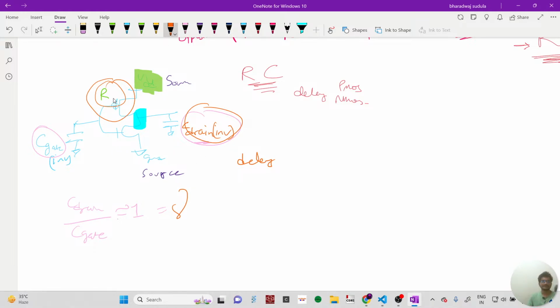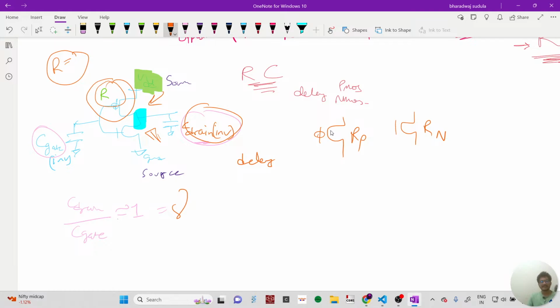Clear? So we are not extracting any R here. We are not trying to find out the exact finite value of the resistance that is felt by, like observed in the PMOS or NMOS. We're trying to standardize the resistance. There is PMOS, there is NMOS. Both the transistors will have some resistance. This is Rn, this is Rp, NMOS and PMOS.